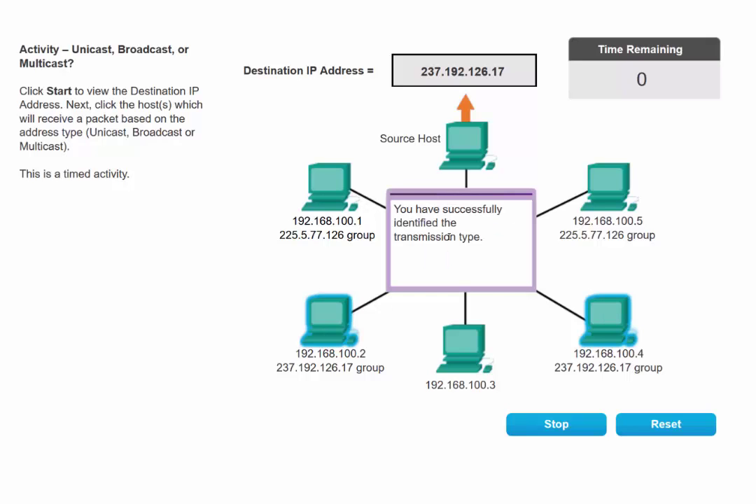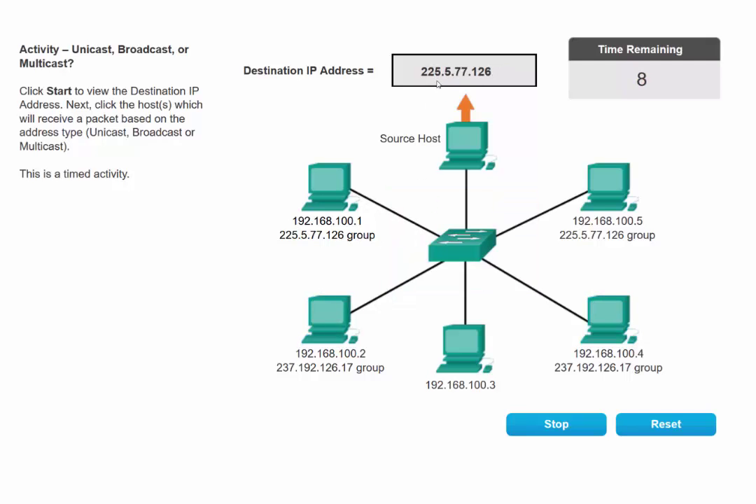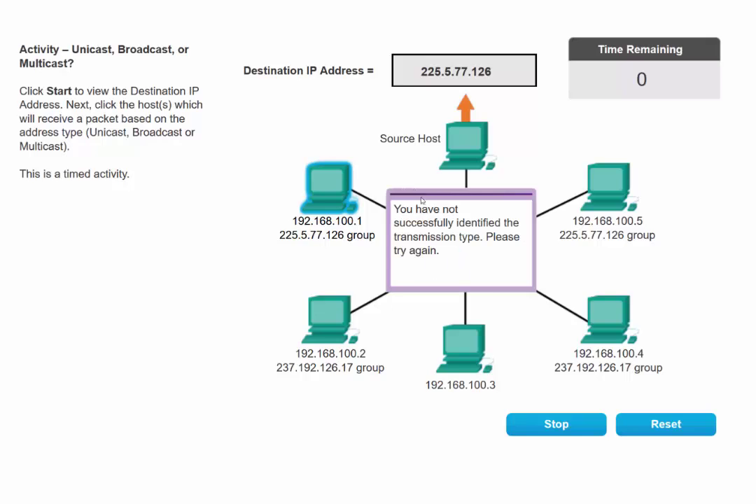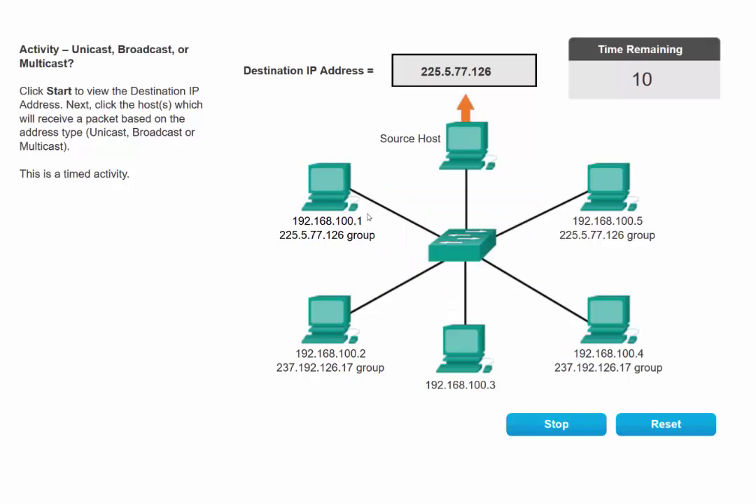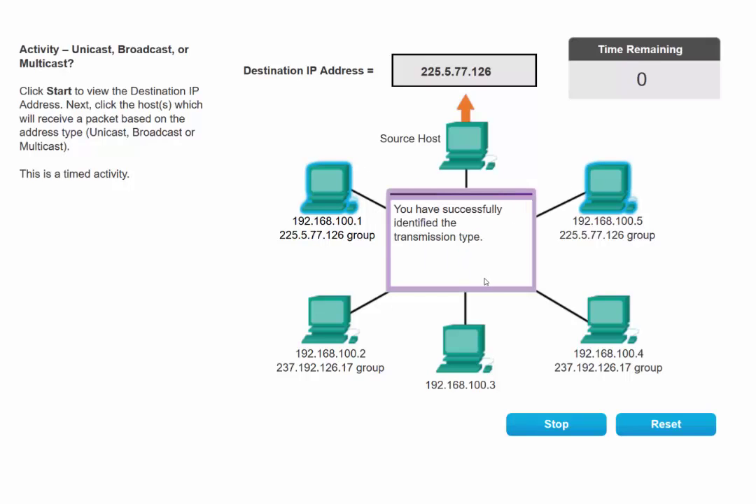Yes. So this is also a multicast group. Let's try to select just one, so that's the wrong answer, obviously, and in that case you have not successfully identified the transmission type. So you need to be careful. This one is again the same thing. If we select both of them, that's a correct multicast group transmission.